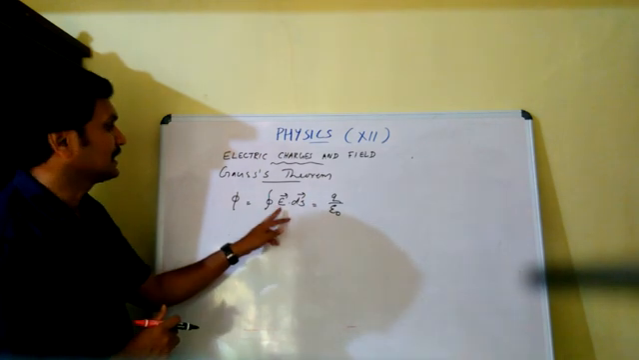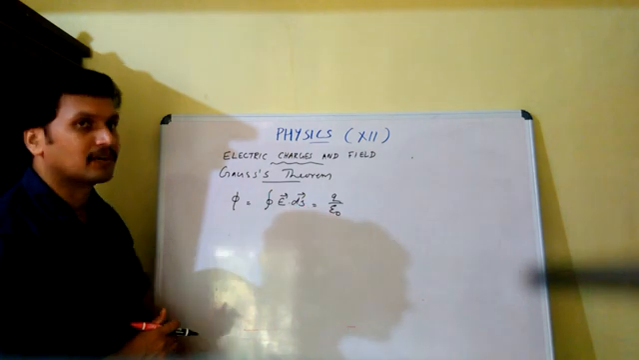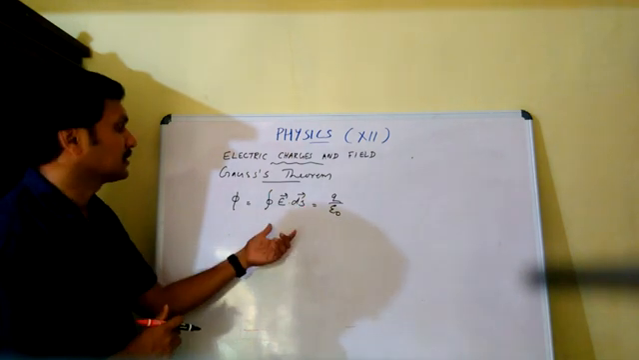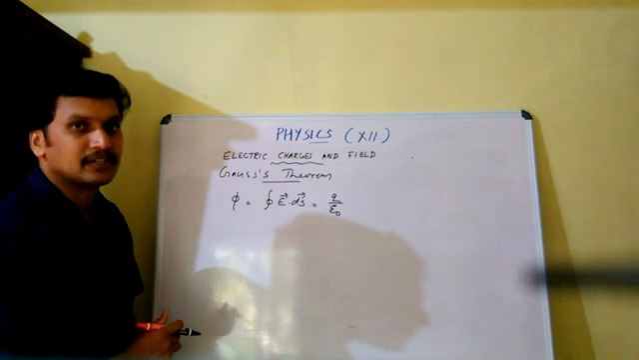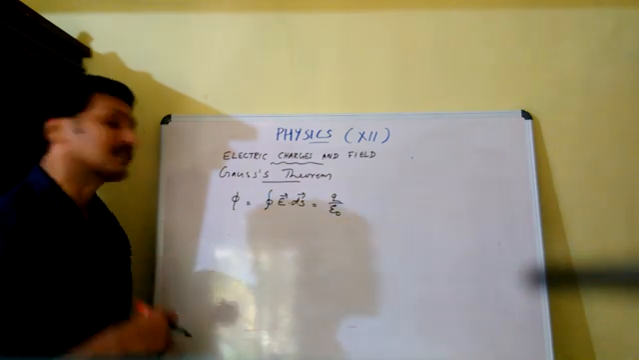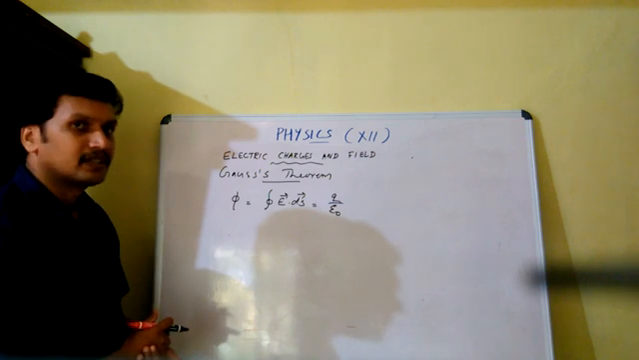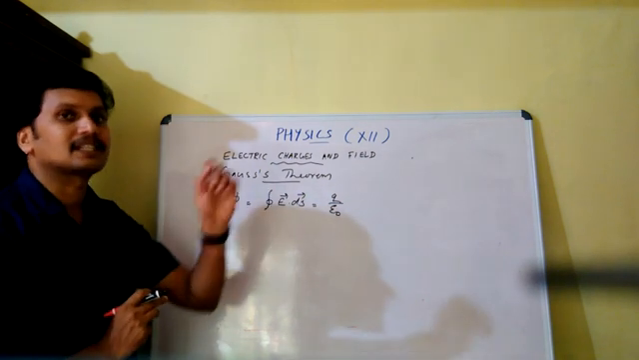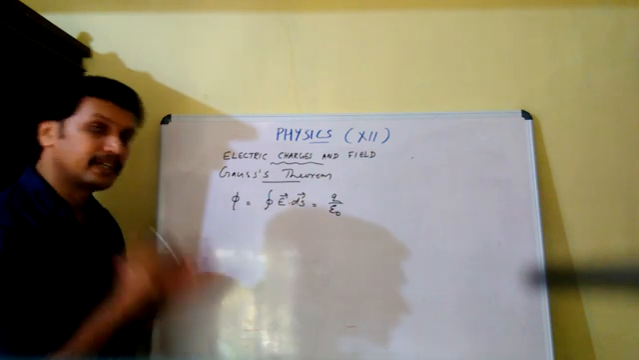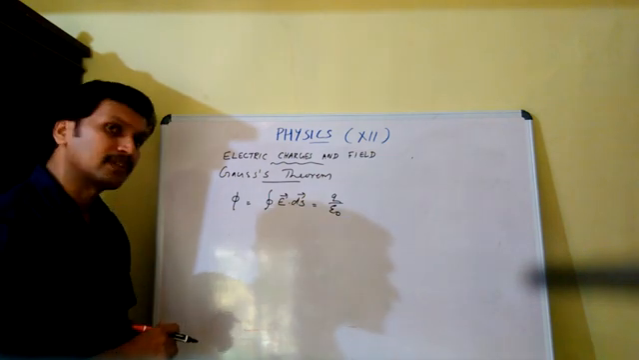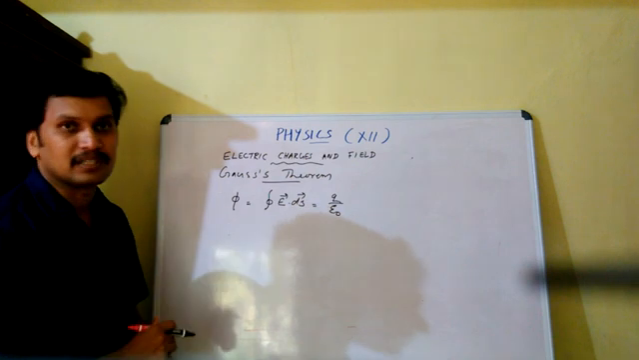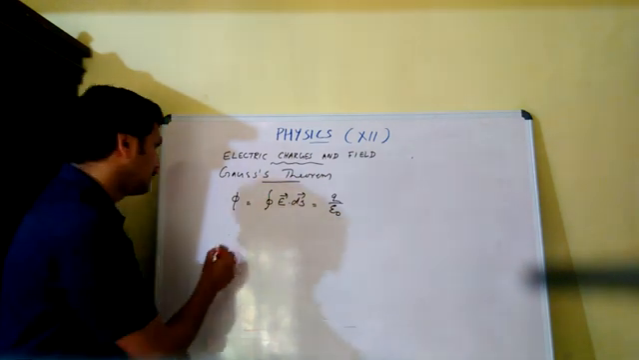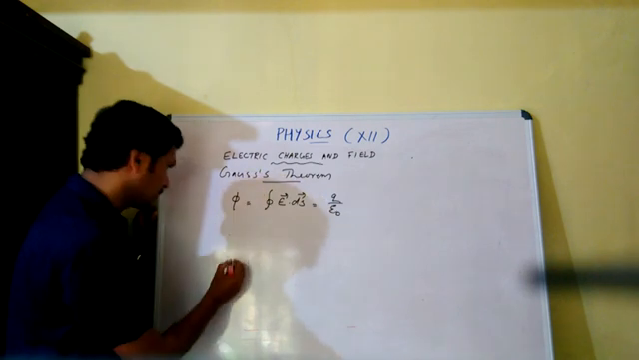If these two quantities are known, we can find the electric field. So Gauss's theorem can be used to find the electric field due to charges and charge distributions. In a simple situation, we use Gauss's theorem to find the electric field due to a point charge. We already derived that equation using Coulomb's law, E equal to 1 by 4 pi epsilon 0 q by r square. Again, we are verifying it using Gauss's theorem.